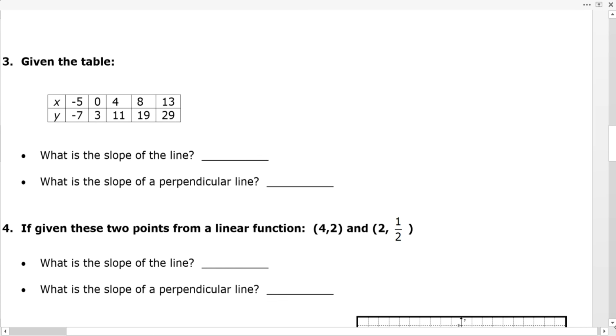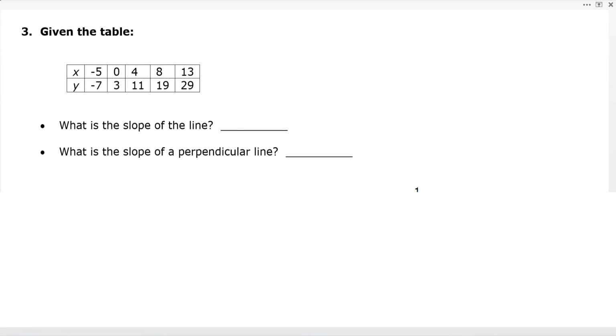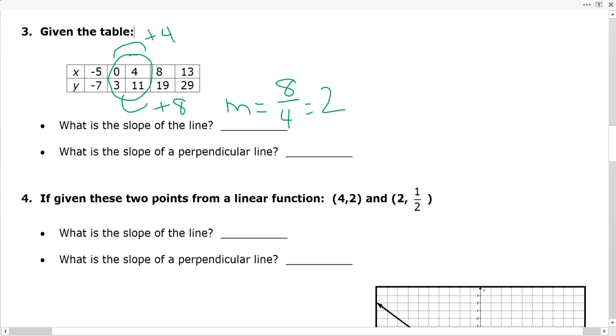Okay, so let's take these 2 points this time. It's going up by 4, and it's going up by 8. So my slope is going to be 8 over 4, which is 2. So if I have a perpendicular line, the slope is going to be negative, and I'm going to flip it over and make 1/2. Okay, easy.